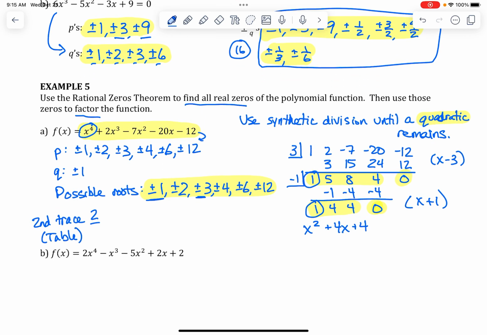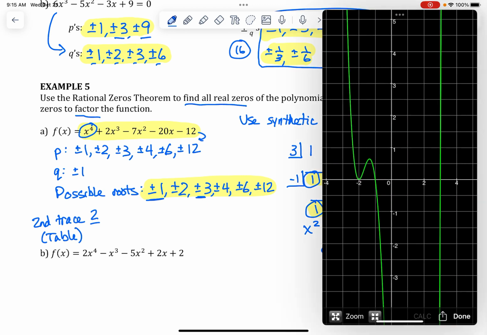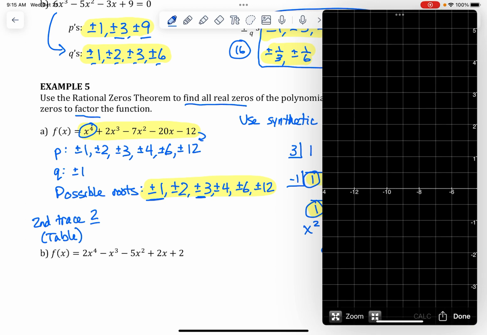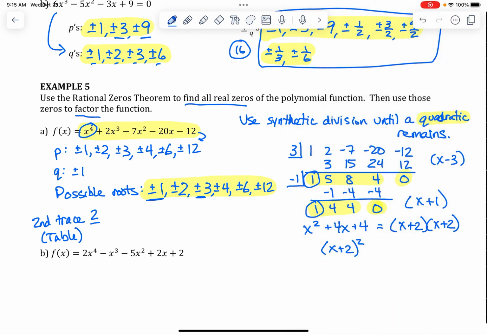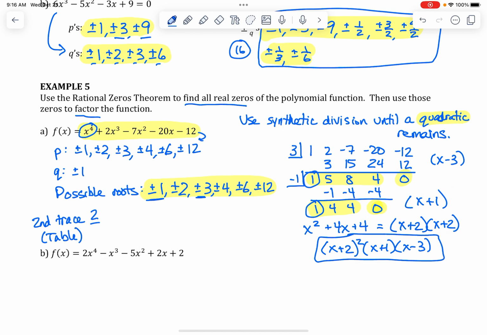And factoring this out gives you x plus 2, x plus 2, which we like to call x plus 2 squared. And that shouldn't surprise you because -2 is where it touches the graph. It's got an even multiplicity, so it shouldn't surprise you that our factor is x plus 2 squared. If you add the x plus 1 and the x minus 3 from before, we have our final answer, and this is the 4th degree polynomial in factored form.